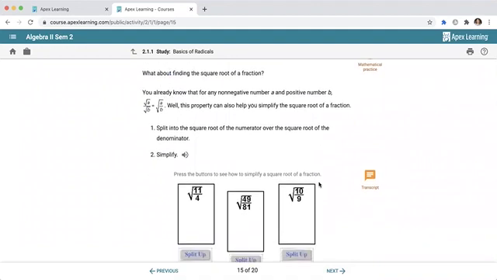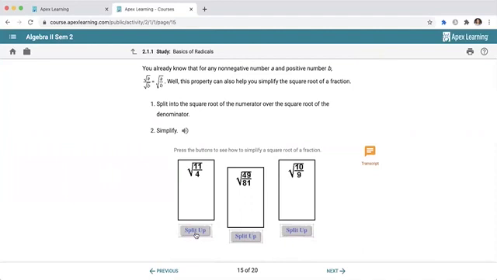And this can also help simplify the square root of a fraction if it's not easily simplified. So if I have the square root of 11 over 4, I write these as two square roots. We don't know what the square root of 11 is off the top of our head, but we do know that the square root of 4 gives us 2, so I can write this as the square root of 11 over 2.